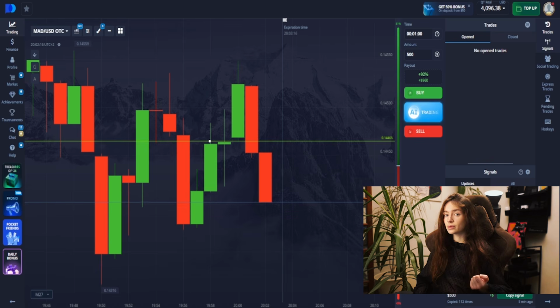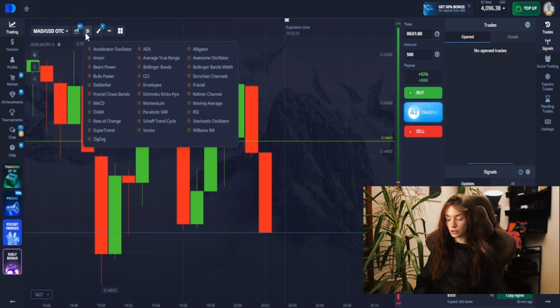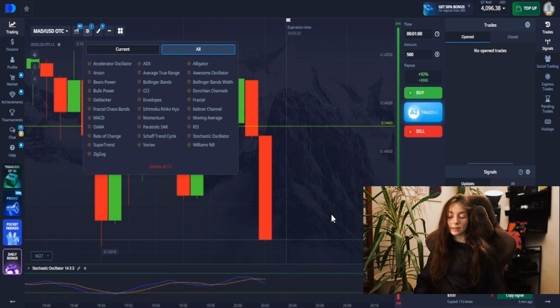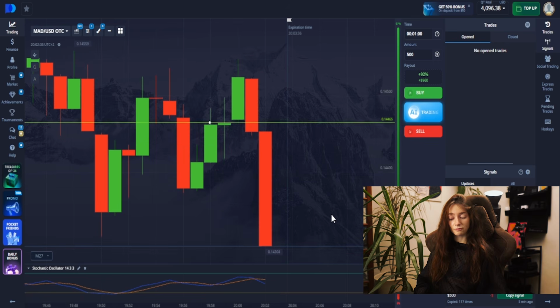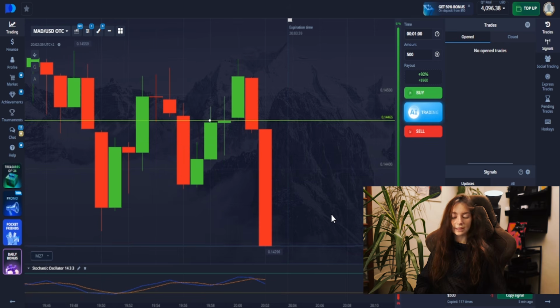Today we are working with two indicators that perfectly complement each other. So, what is the Stochastic Oscillator? Let me choose it. The Stochastic Oscillator shows how close the current price is to the high or low of a selected period. It has two lines, the main line and the signal line.